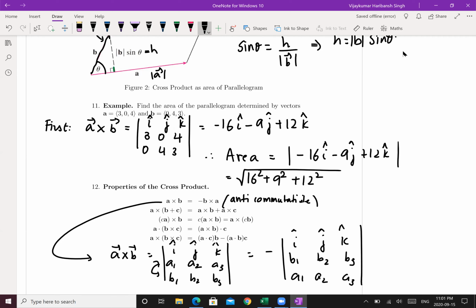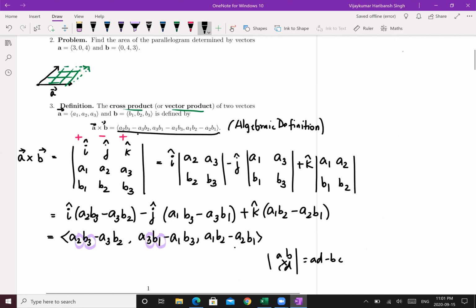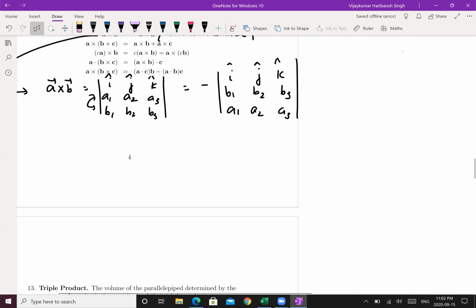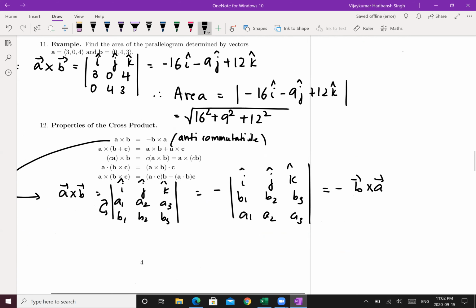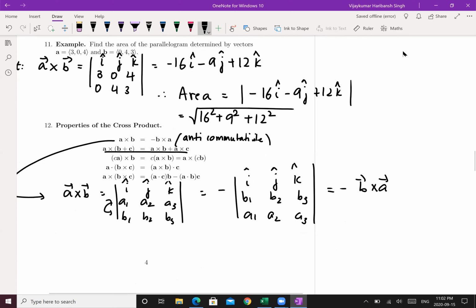If you're not comfortable with the swapping of rows in a determinant, then you can work it out algebraically using the formula given on the top here, right? And you will see that it is indeed the same as minus of vector B cross A. So cross product is not commutative. We have A cross (B plus C) is A cross B plus A cross C. So this is what is called distributivity of cross product over vector addition. Similarly, you have (cA) cross B is c times (A cross B).